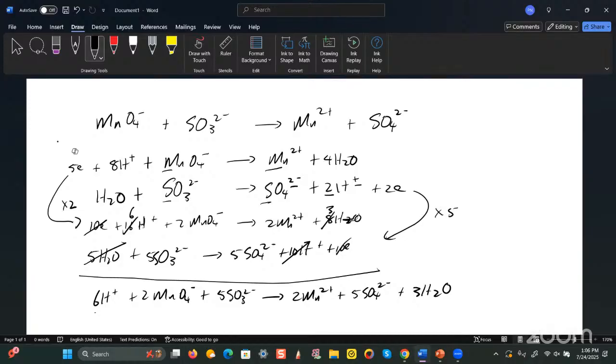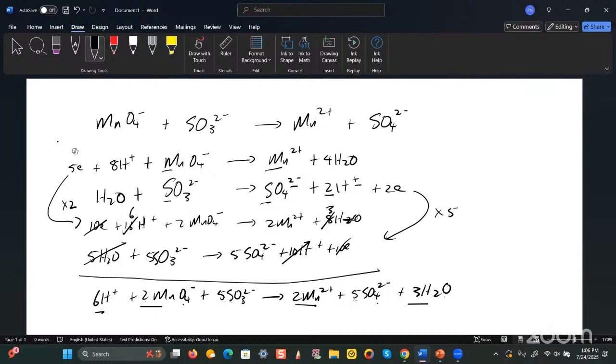In this case, we have 6 hydrogens on this side. We have 3 times 2, 6 hydrogens on the right side. So that's balanced. We have 2 manganese on this side. We have 2 manganese on the right side. So that's also balanced. In terms of the oxygens, we have 2 times 4, that's 8. 8 plus 15. So 8 plus 15 gives you what? That gives you 23. 5 times 3 is 15 plus 8. So that gives you 23. And then over here, we have 5 times 4 is 20 plus 3, 23 oxygens. So the oxygens are balanced. And then we have 5 sulfurs here, 5 sulfurs here. So that's balanced.